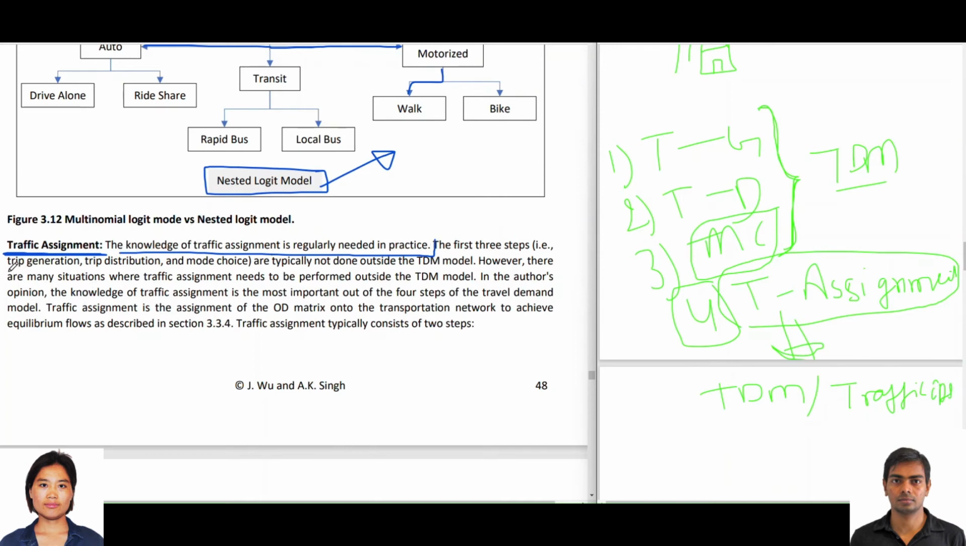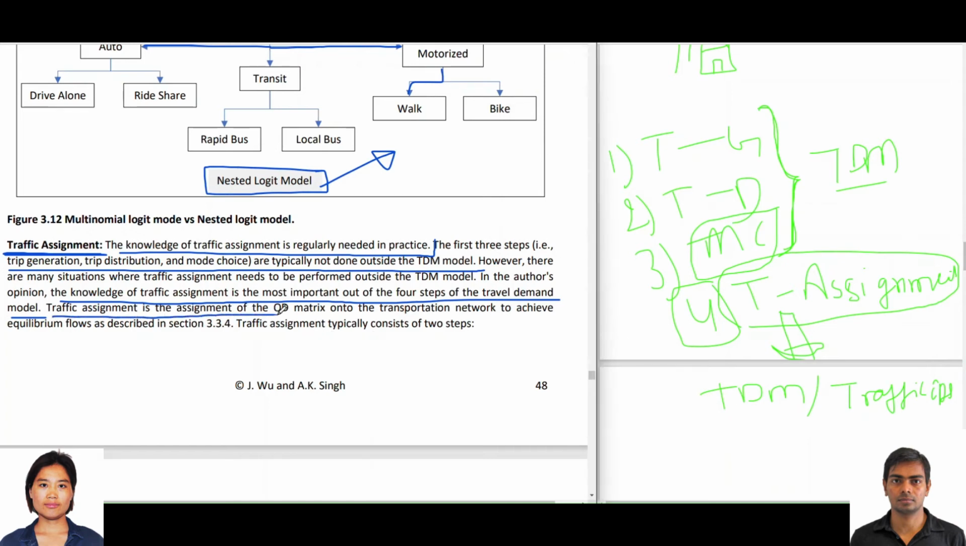The first three steps, trip generation, trip distribution, and mode choice, are typically not done outside of the travel demand model. However, there are many situations where traffic assignment needs to be performed outside of the TDM model. In the author's opinion, the knowledge of traffic assignment is the most important out of the four steps of the travel demand model, just because everything is automated anyway within travel demand models, but the knowledge of traffic assignment is used to calibrate the travel demand model and also outside of it.